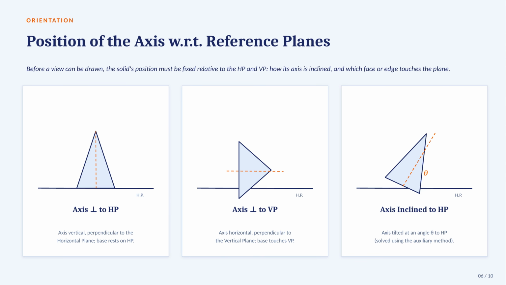Position of the axis. Now let's see how the position of the axis affects the projection. Before drawing projections, the position of the solid must be fixed with respect to the reference planes. The axis may be perpendicular to the horizontal plane, perpendicular to the vertical plane, or inclined to one of the planes. The orientation determines the appearance of both the front and top views.